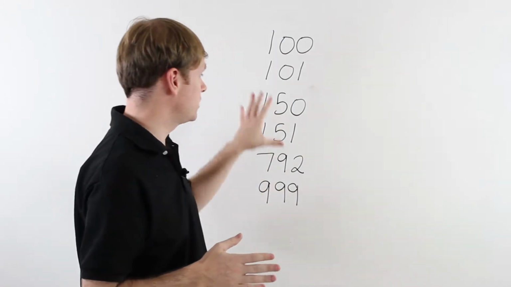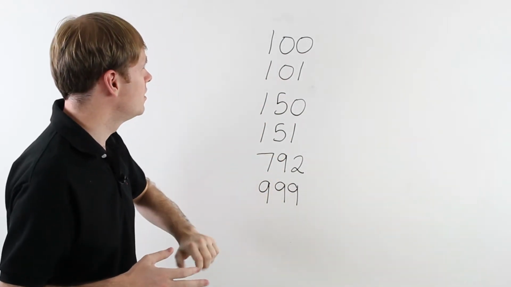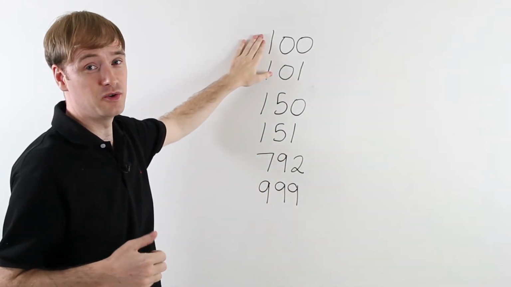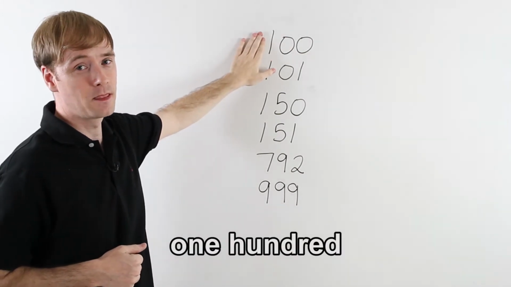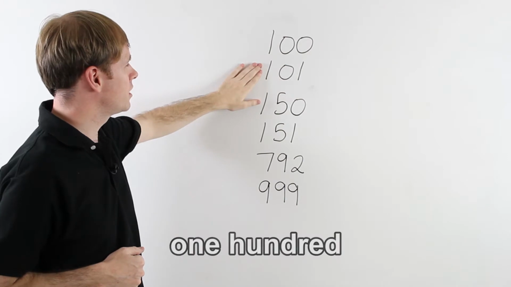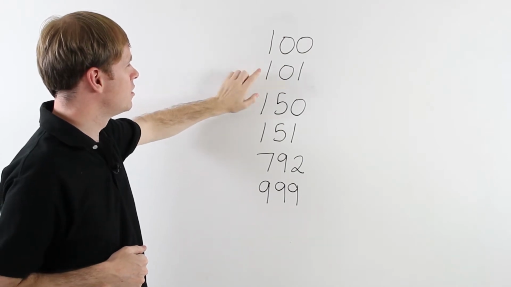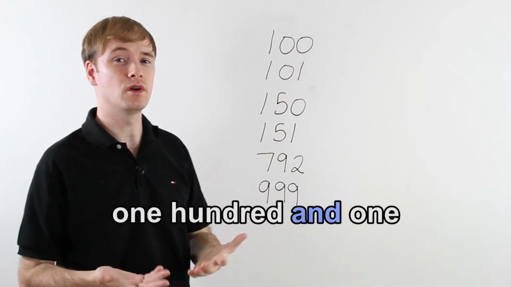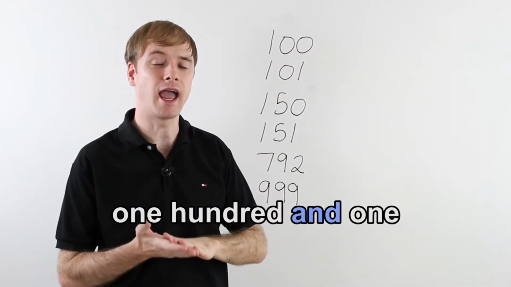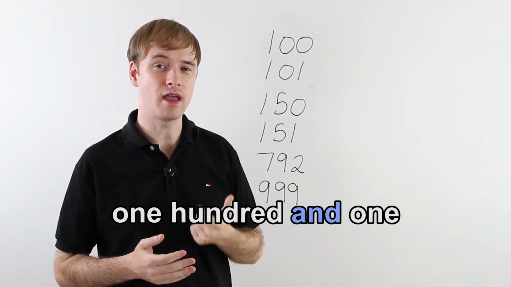Okay, let's start with the hundreds here. Now, we already know this number. You should be able to say this number by now, 100. But let's look at the next. Okay, now this is 101. Now, listen to what I said, 101. Do you hear the and?